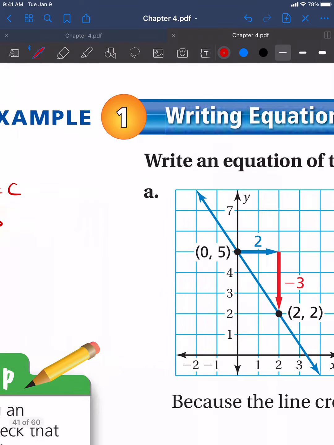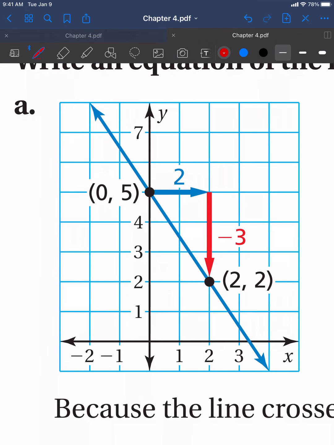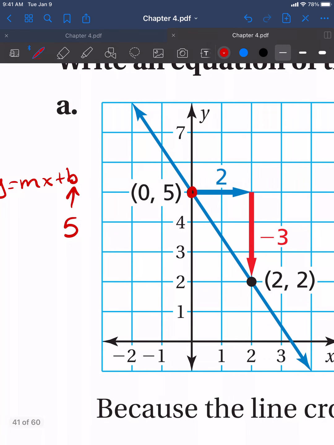Okay, so if you look at example number 1, it says write an equation in slope intercept form. If you just had this graph and I said write me an equation that's in slope intercept form, the first thing I want you to do is go find me the y-intercept. What's the y-intercept? 5. So now I know y equals mx plus b. I know what my b is. b is 5.